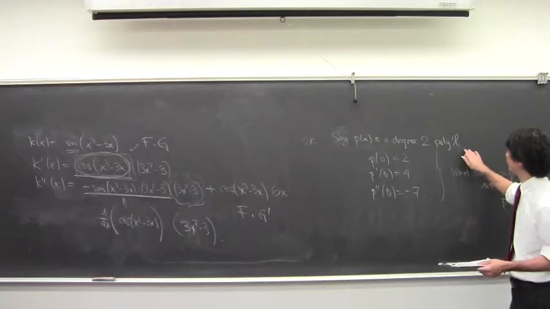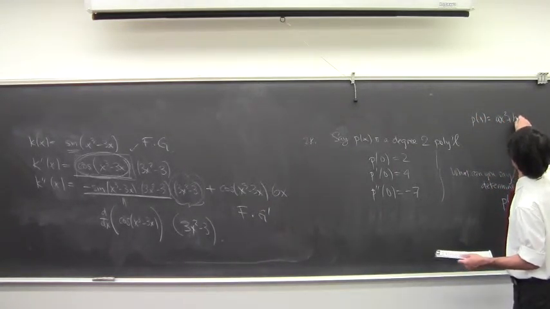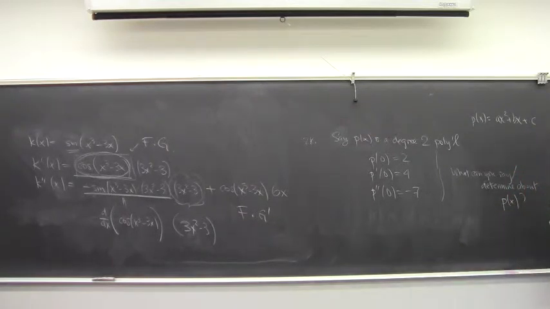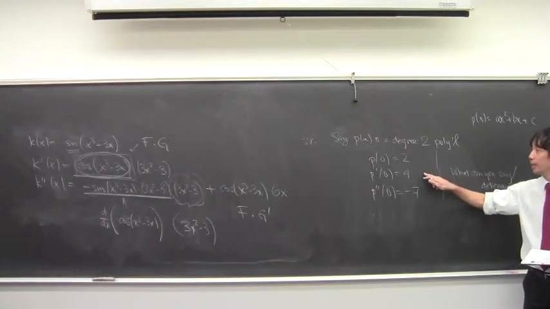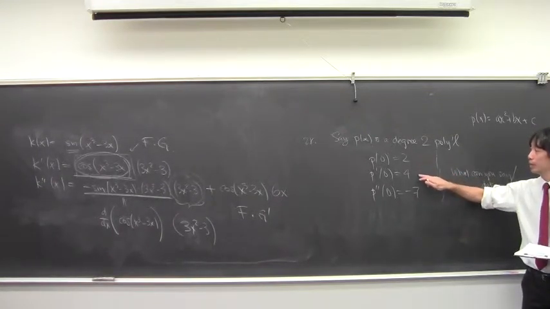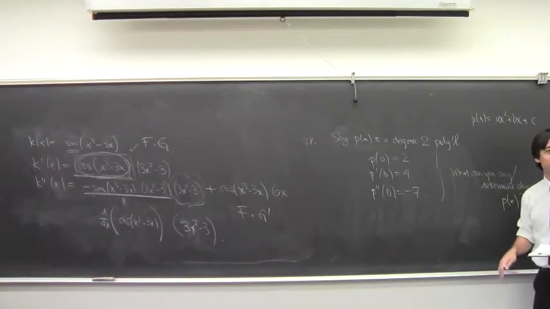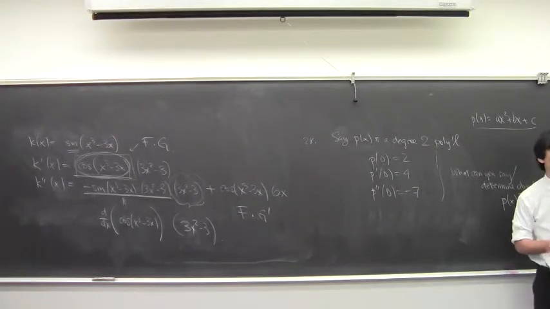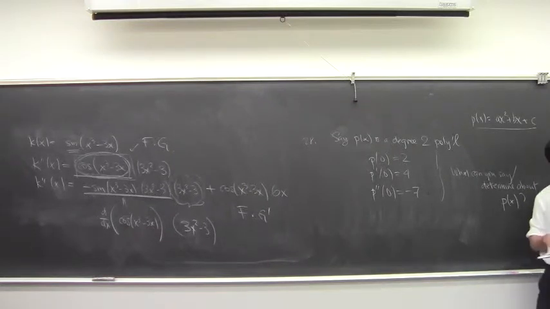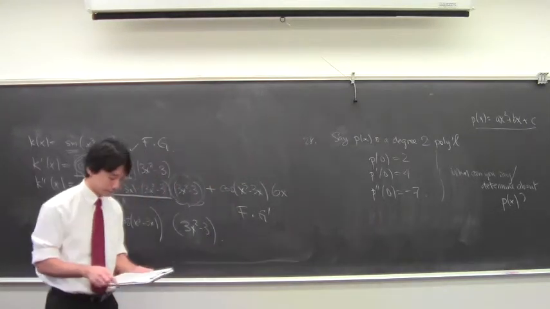Okay. So you have a degree 2 polynomial, like ax squared plus bx plus c, right? And here are 3 facts about it: at time 0, the position is 2, the velocity is 4, and the acceleration is -7. What does that tell you about p itself? Okay, so think about this for a minute or 2. See if you can say anything at all.